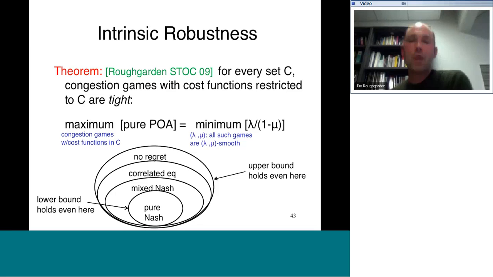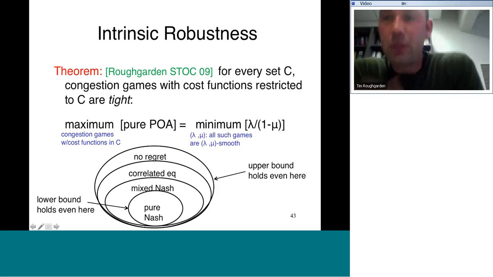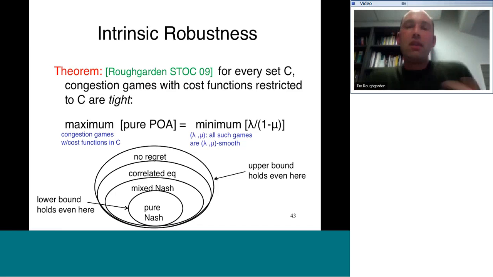Okay, so another sense in which smoothness arguments can be tight. Here's something you might be worried about. Maybe you have a class of games that you really care about, your favorite application domain, and maybe you have good reasons to worry only about pure Nash equilibrium. Maybe it's a potential game, and you're perfectly comfortable assuming the game's at a pure Nash equilibrium. Then it seems like these smoothness proofs are total overkill. It's way too blunt an instrument.